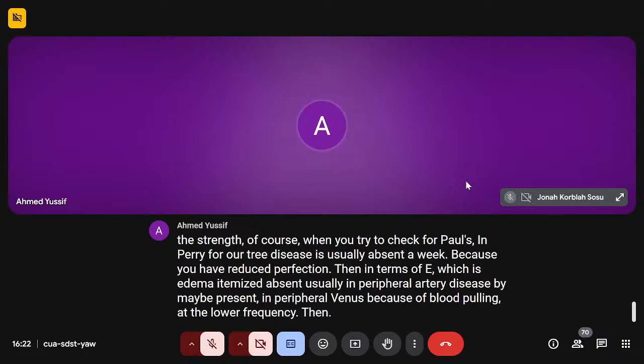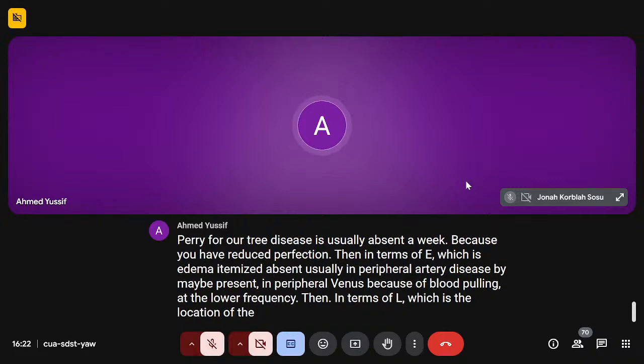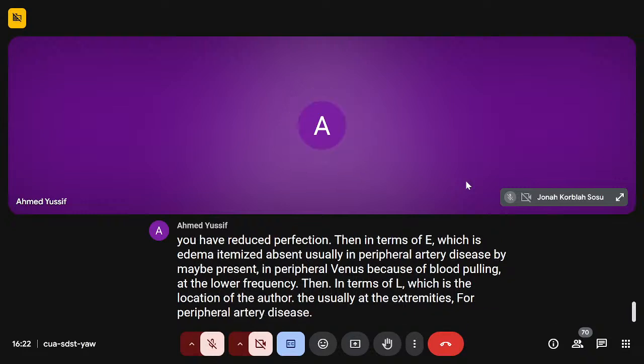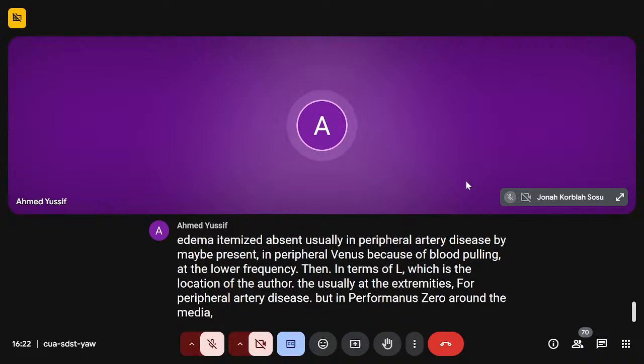Then in terms of L, which is the location of the ulcer, it's usually at the extremities for peripheral artery disease, but in peripheral venous disease, it's usually around the medial part of the leg. So all these can be used to differentiate. All right.